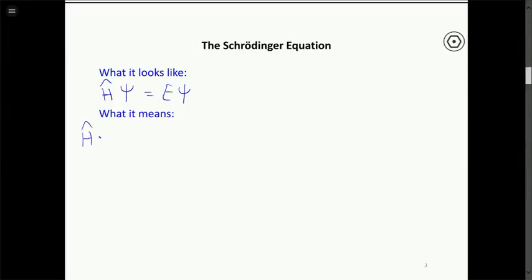Because the reality is the mathematics behind this requires a knowledge of math that probably is at least calculus 2 or above, and we don't expect you to know that for this course. But what these terms mean, H here is called a Hamiltonian. This Hamiltonian is not simply a number or a term, it's really a series of mathematical operations.